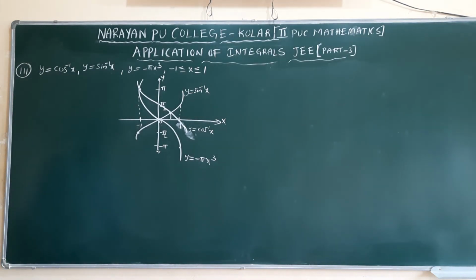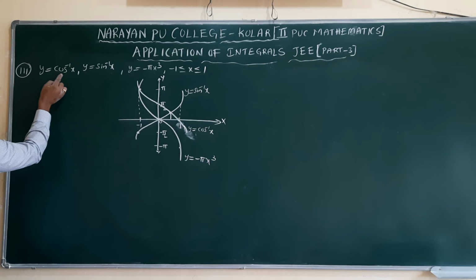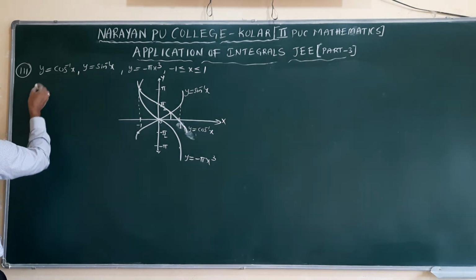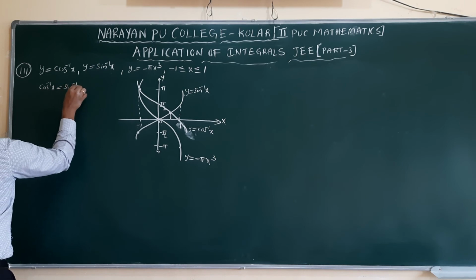How to find it? At that point, which are intersecting? y is equal to cos inverse and sin inverse. We need to solve these two equations. Now by equating these two, cos inverse x equal to sin inverse x.